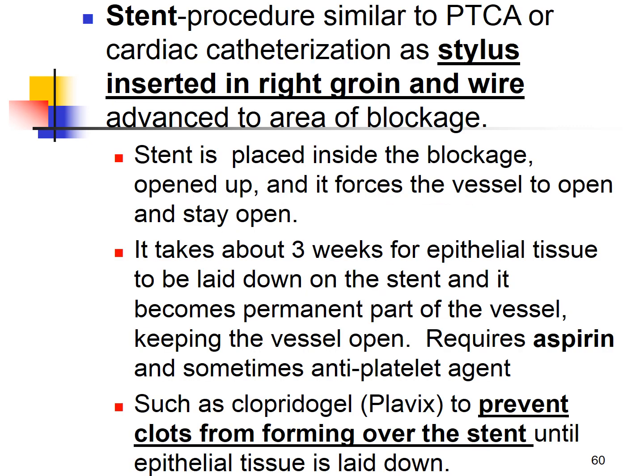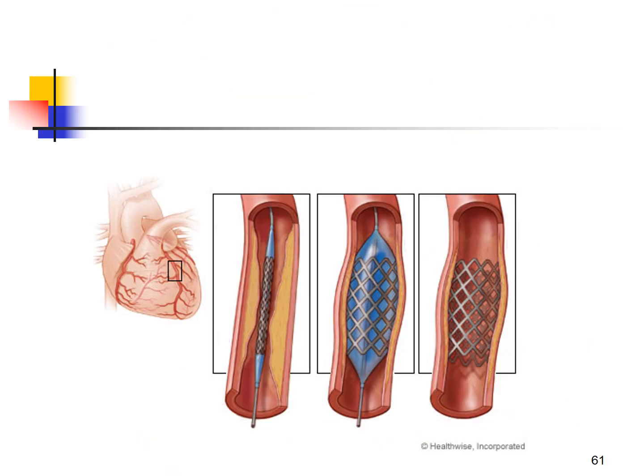Next slide. And then you have stent procedure, which is similar to the PTCA or cardiac cath. So here you have a catheter that is inserted in the right groin and wire, so it's advanced up into the blockage. So the stent is placed inside the blockage and opened up, and then it forces the vessel to open and stay open. It takes about 3 weeks for the epithelial tissue to lay down and the stent becomes a permanent part of the vessel. Because this is a foreign substance, it requires aspirin and sometimes antiplatelet therapy to prevent clots from forming over the stent. Next slide. This is a picture showing that.